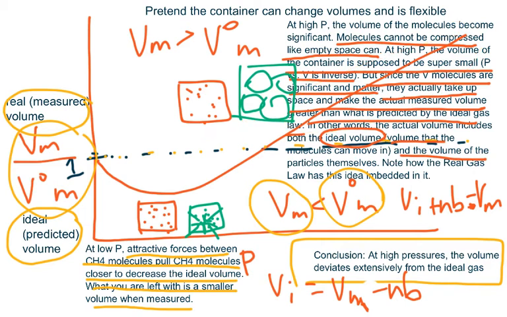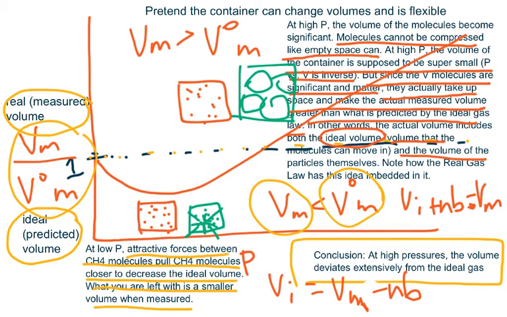So drawing pictures is very useful if you're trying to think about things. And this graph basically lets us conclude that at high pressures, the volume deviates extensively from the ideal gas. And that makes sense since we just talked about it.